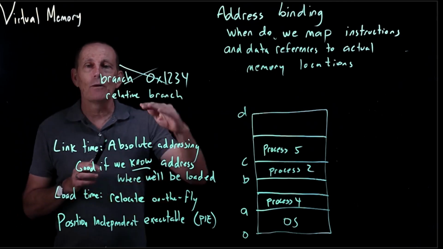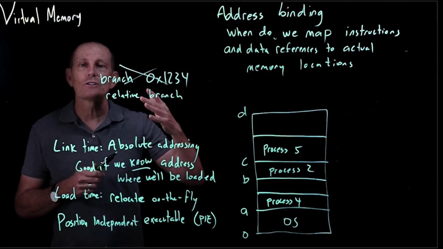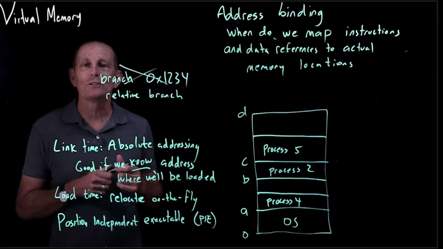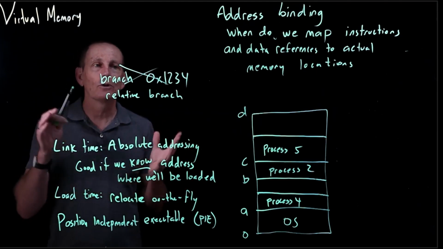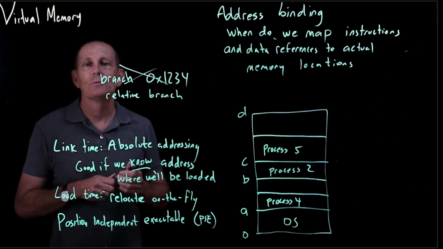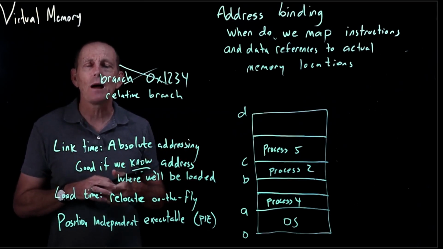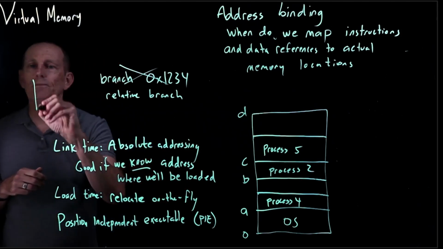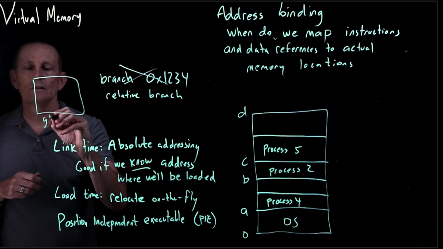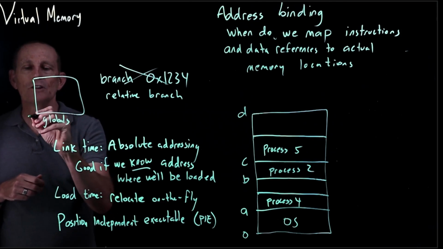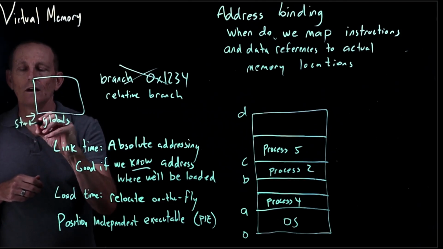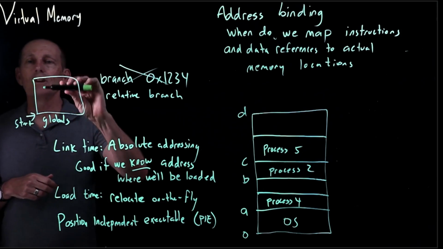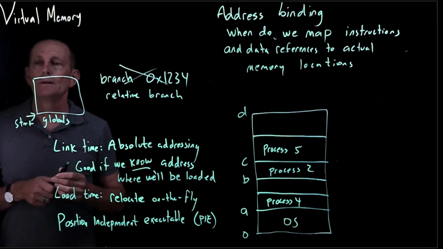So I might say, I want to go 100 before my instruction pointer, or 200 past my instruction pointer, something like that. And so the compiler and the linker together will combine to ensure that this position-independent code works. Now, there's still a problem if you deal with global variables. With global variables, we'd have to have some initial location of the globals. That is, we'd have to know the start of the globals.